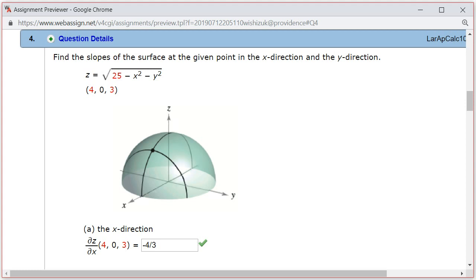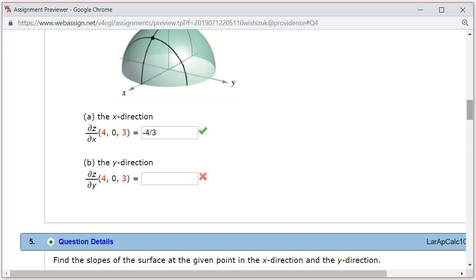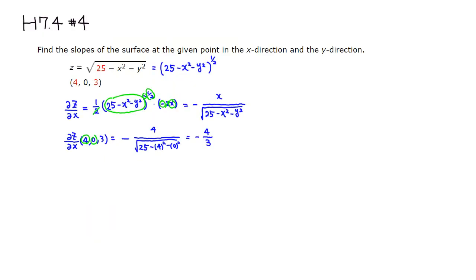All right, I came back and it looks like we got part A correct. So let's look at part B. We're going to do the partial with respect to y and plug in the same point. So let's do that. For part B, it's actually pretty much the same thing as part A.